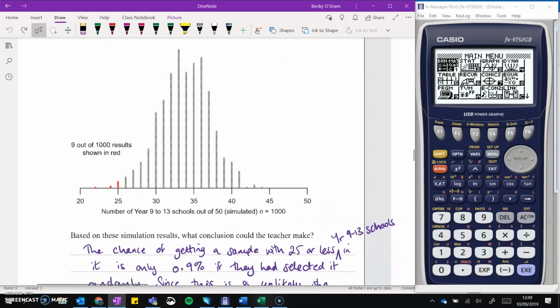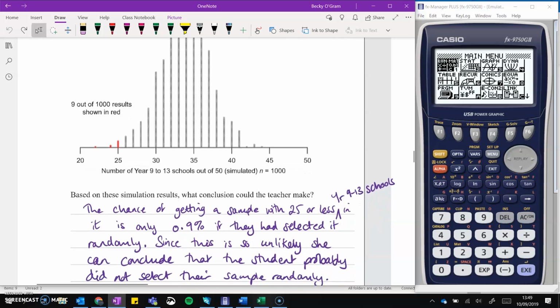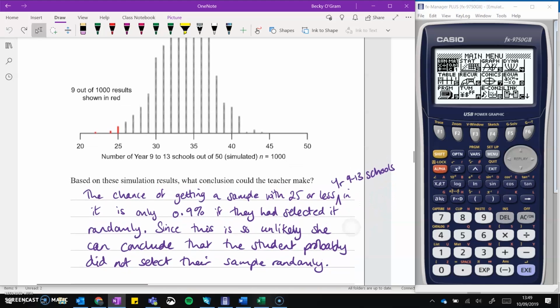So based on these simulation results, what conclusion can we make? So the chance of getting a sample with 25 or less of these year 9 to 13 schools is only 0.9%, because only 9 of these samples in the simulation out of the total of 1,000 simulations came out with 25 or less. That's a 0.9% chance. Since this is so unlikely, she can conclude that the student probably did not select their sample randomly.